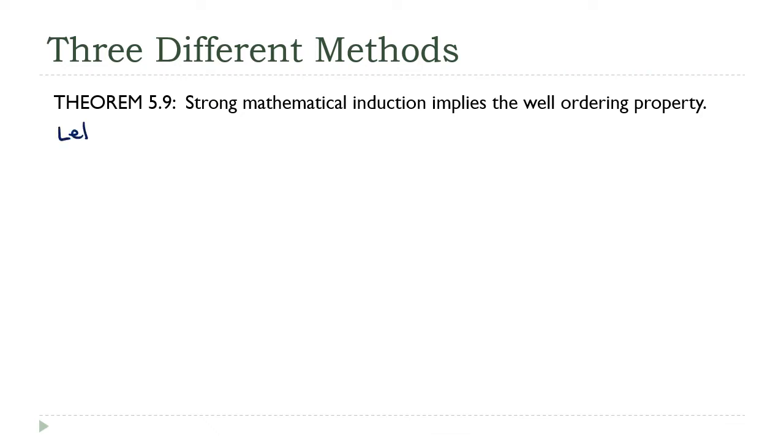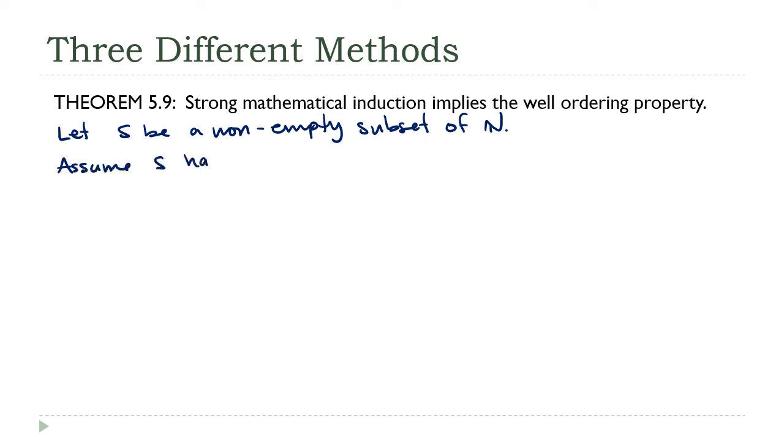So let S be a non-empty subset of the natural numbers. All right, so what we need to show is that S has a minimal element, and we're going to do that by contradiction. So assume S has no minimal element.